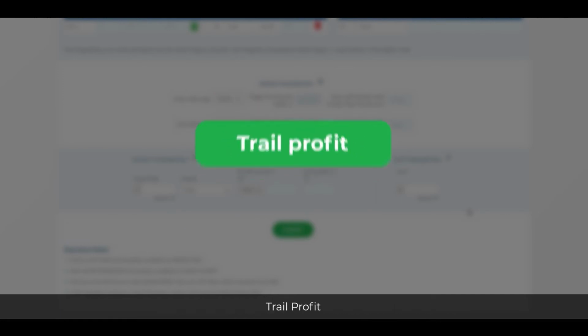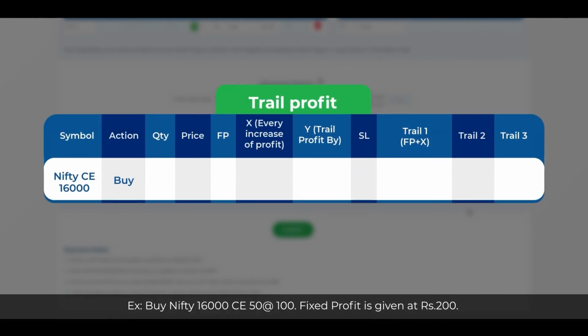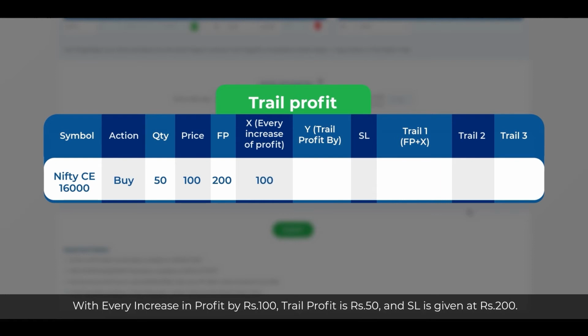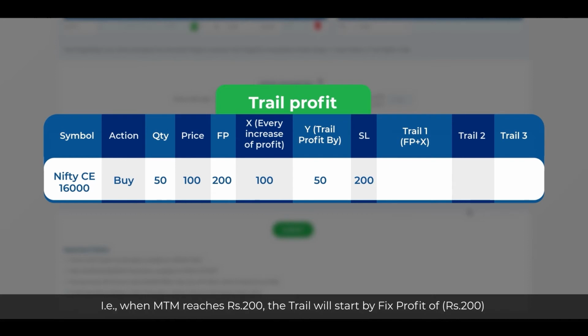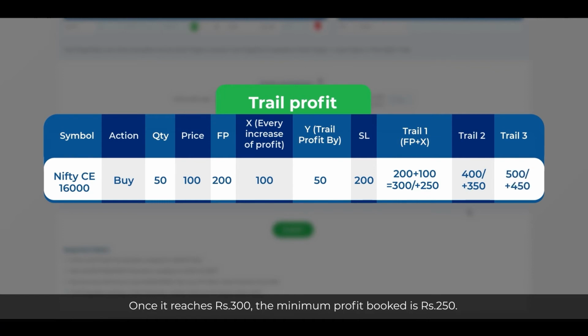Trail profit. For example, buy Nifty 16,000 CE50 at 100. Fixed profit is given at 200. With every increase in profit by 100, trail profit is 50 and stop loss is given at 200. That is, when MTM reaches Rs 200, the trail will start by fixed profit of 200 with X value 100 and start the trail profit of Y value given at 50. Once it reaches 300, the minimum profit book is 250. From there, it keeps on trailing.